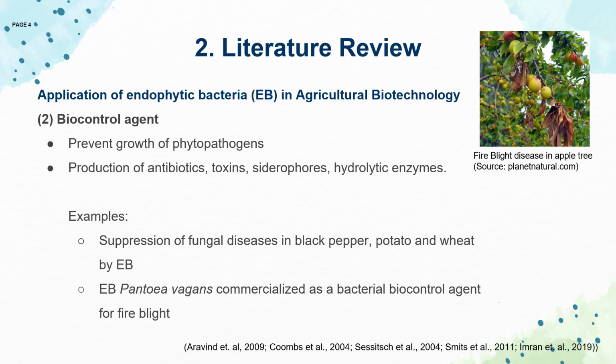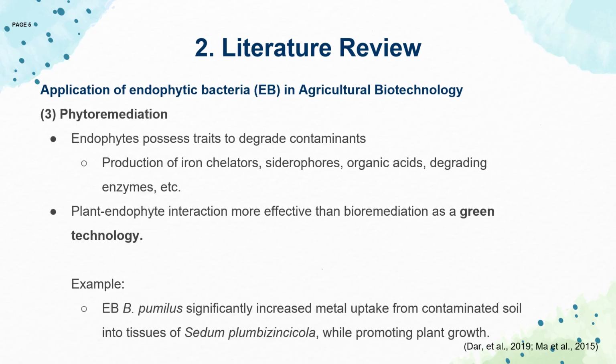Multiple studies regarding endophytic bacteria have demonstrated successful suppression of fungal diseases in crops such as black pepper, potato, and wheat. Additionally, in 2019, the endophytic bacterium Pantoea vagans was commercialized as a biocontrol agent for fire blight, a bacterial disease affecting fruit plantations such as apples and pears. This finding had shown that the production of antibacterial metabolites by the endophytic bacteria itself contributed to its biocontrol activity.